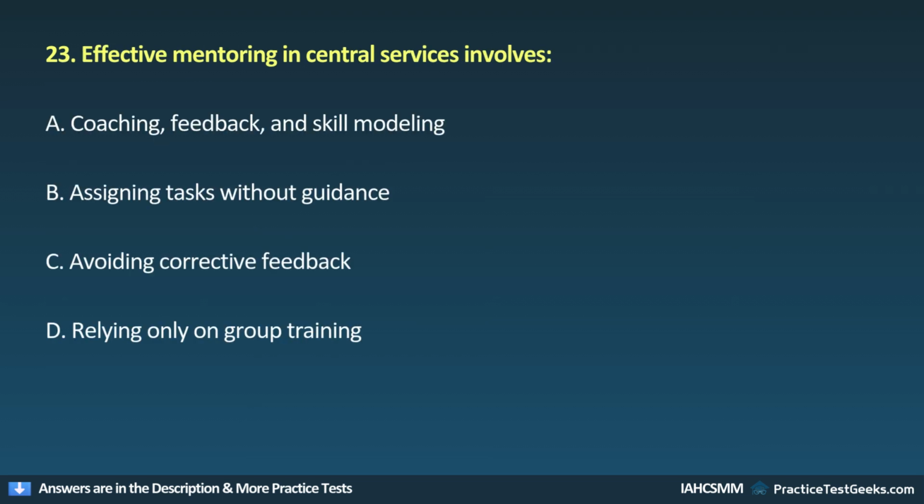23. Effective mentoring in central services involves A. Coaching, feedback, and skill modeling. B. Assigning tasks without guidance. C. Avoiding corrective feedback. D. Relying only on group training.